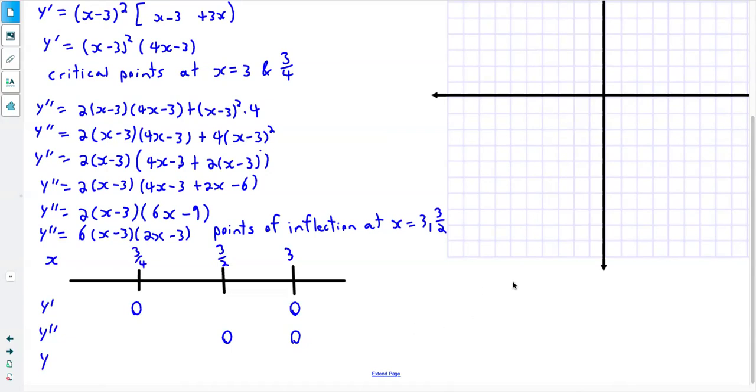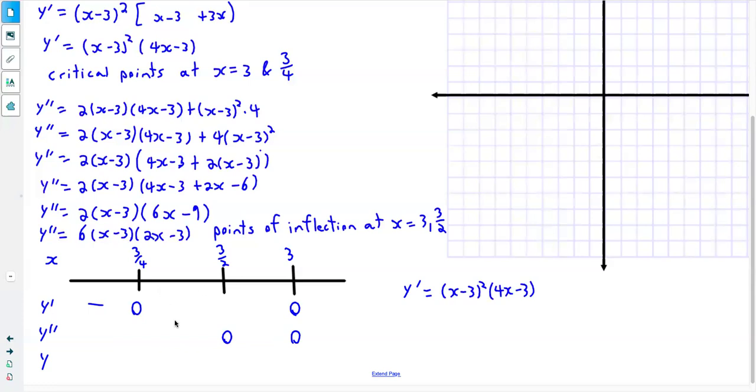I'm just going to write our first derivative and second derivative equations down here so we can quickly reference them. So we've got y prime equals x minus 3 squared times 4x minus 3. If I put in something less than 3/4, so let's say 0, anything that goes in here is automatically going to be positive because it's squared. So we're going to have a positive times something here. If I put 0 in here, I get a negative. So positive times a negative gives us a negative. So we know this side would be negative.